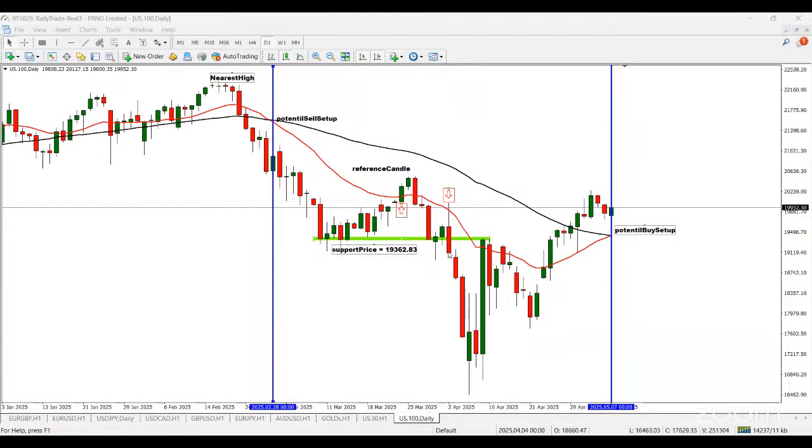Now, eventually, you would have closed the trade. Now, let's discuss the stop loss. So if you eventually enter this sell right here, on this support price, after a candle closes below the support price, you place a sell.